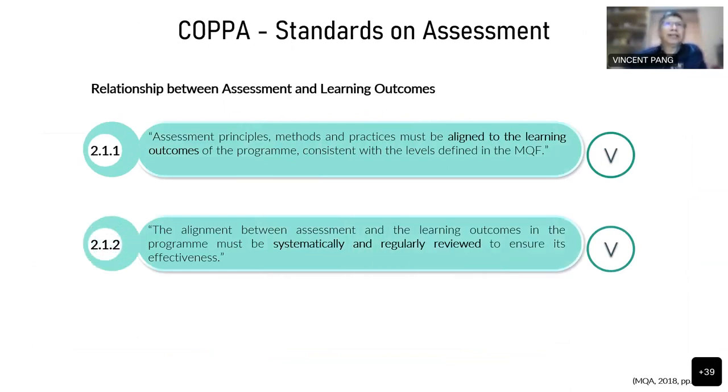Next, let's look at the standards on assessment under COPPA. COPPA is under area number 2. 2.1.1 says, assessment principles, methods, and practices must be aligned to the learning outcomes of the program, consistent with the levels defined in the MQF. So this, as we know, has been mentioned again and again, this is about constructive alignment. 2.1.2, the alignment between assessment and learning outcomes in the program must be systematically and regularly reviewed to ensure its effectiveness. So we have to review our assessment outcomes and learning outcomes regularly.